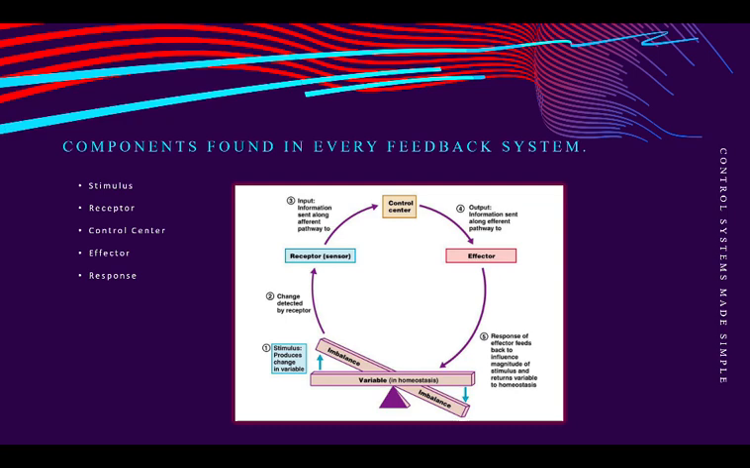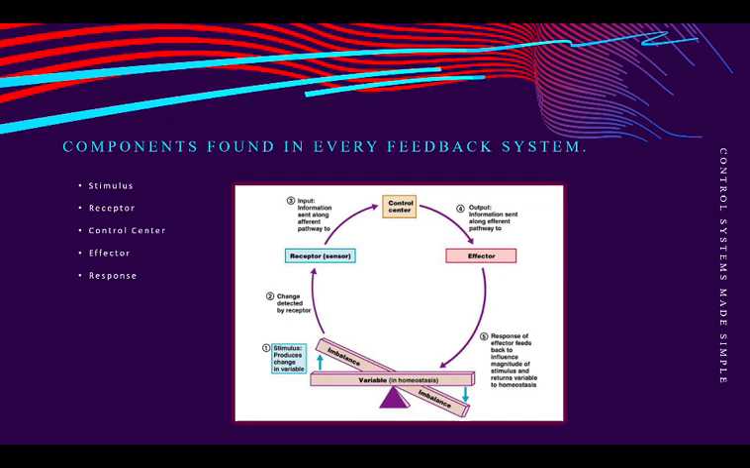Next is the control center. The sensor sends this data to the control unit, essentially the machine's brain. Then the control unit compares the actual temperature to the target temperature. For the effector, if there's a difference, the control unit sends a signal to an actuator, like the heating element, to turn on or adjust its output. And lastly, for the response, the heating element increases the temperature, bringing it back to the desired level. Once the target is reached, the system may reduce or stop the heat to maintain balance.